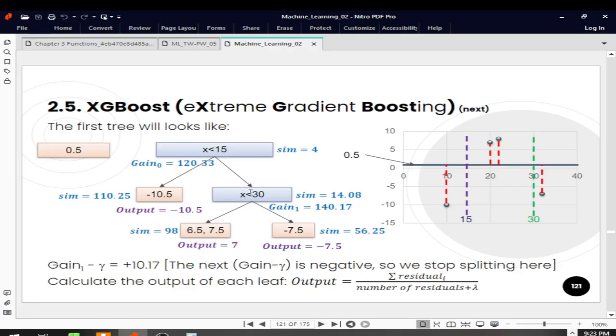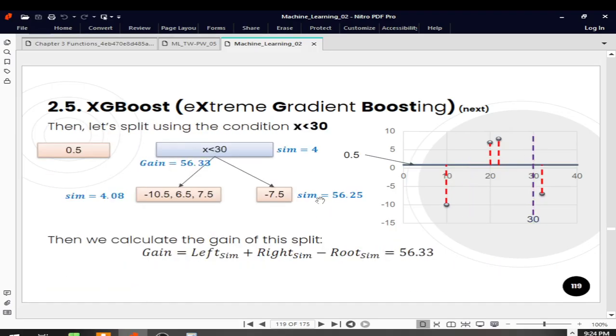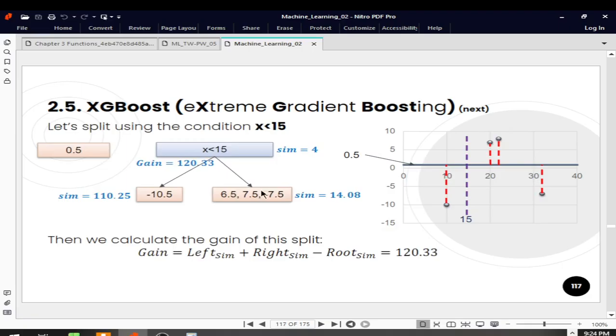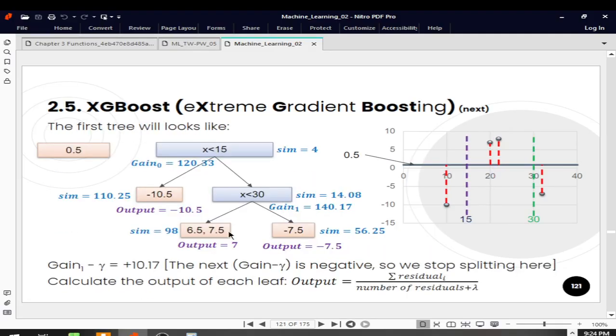As we spoke earlier, of course we tested the possible splits. We found out that splitting at 30 is the best. You remember our original data is here, so we split here, so we will have 6.5, 7.5 on the left, as you can see here, and minus 7.5 on the right. We measure the similarities. Now this is done. This is used to decide, so it's okay. Now let's explain what these outputs are.